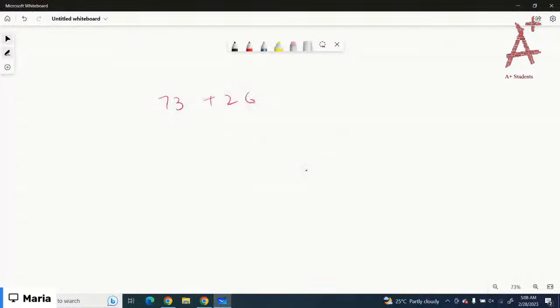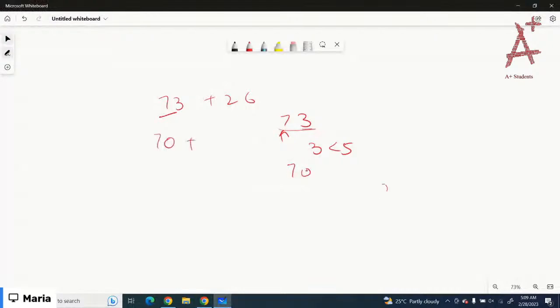73 plus 26. Okay, you have to round off 73 to the nearest 10. 7 is at the tens position. The digit right after the tens position is 3. 3 is less than 5. Got it? That means you have to round down on the same 10, so it would be rounded off to 70.